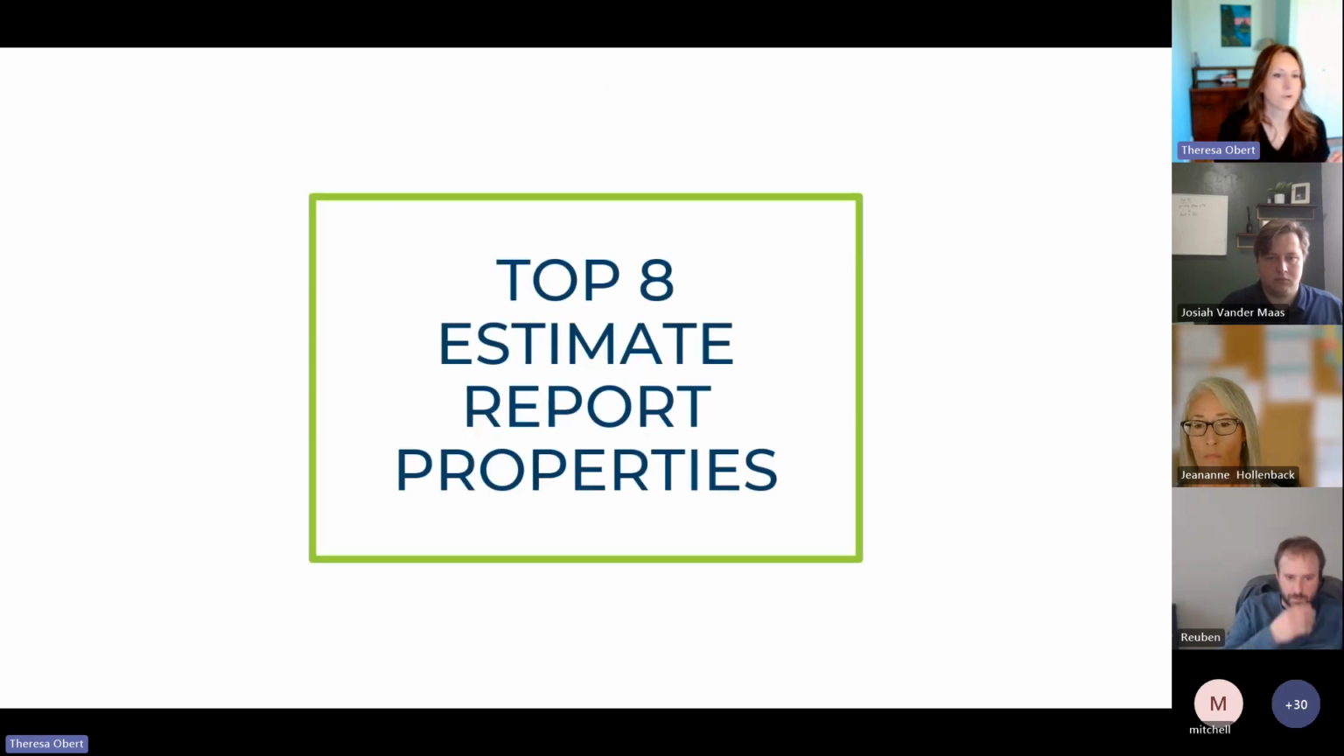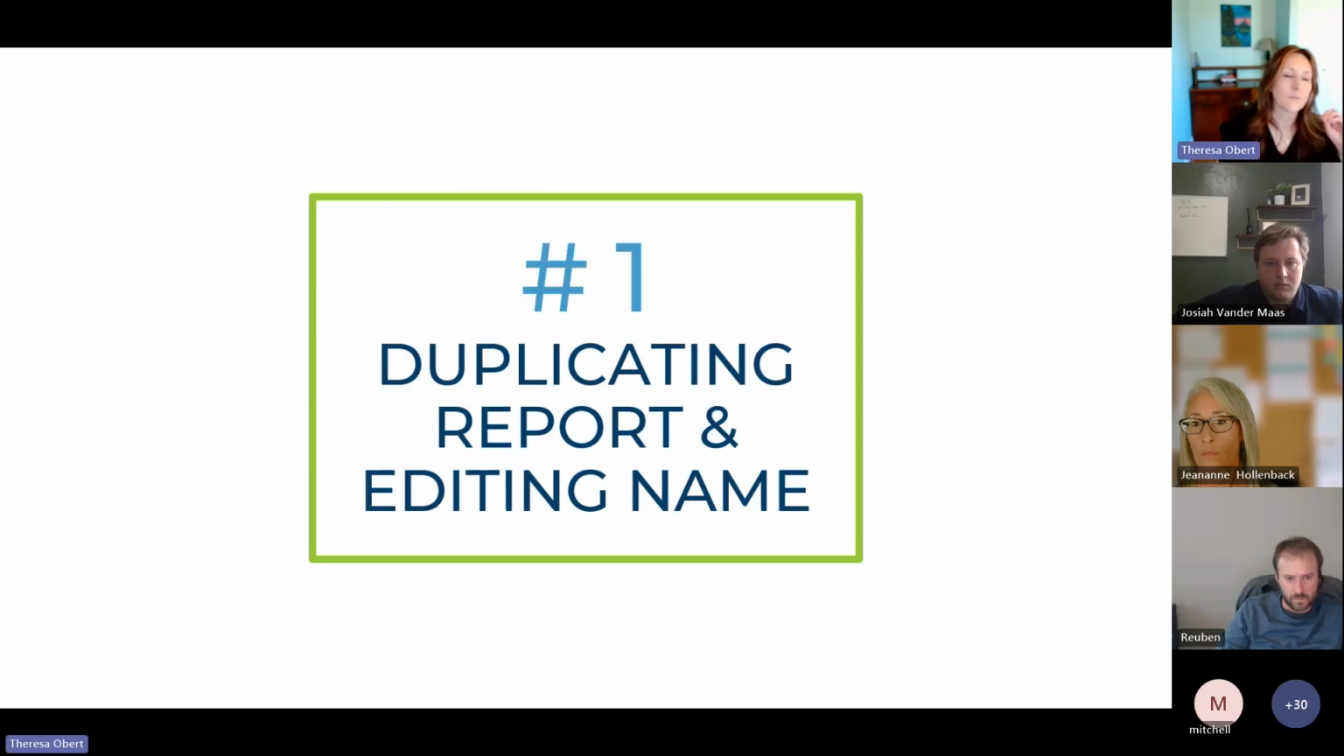So let's go through the top 8 properties that most people need help with in ActionFlow. Number 1, duplicating the report and editing the name. It is very common for many of our clients to have multiple estimate configurations within their account, so you can create as many versions as you like. For instance, you might have a very detailed estimate for your retail customers, but maybe you prefer something simpler for your builders. You can create all these versions ahead of time and then select the one you want when you're ready to send out that quote.